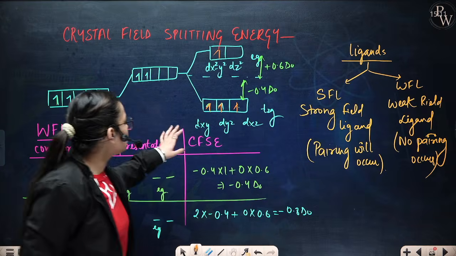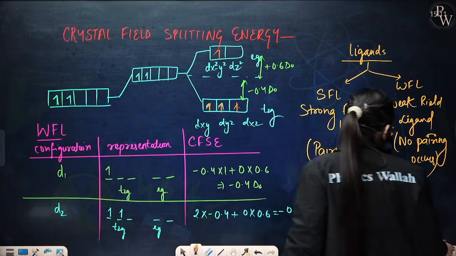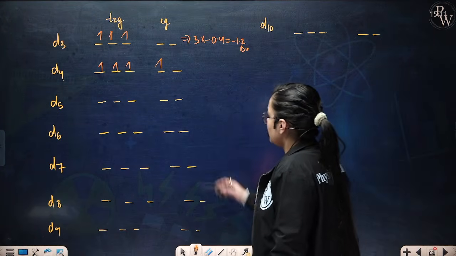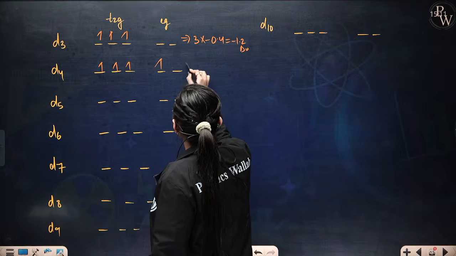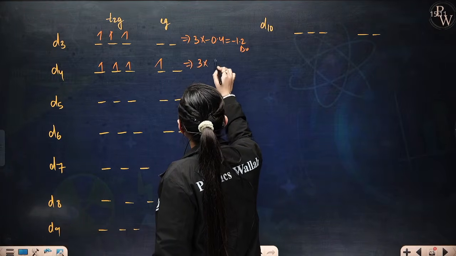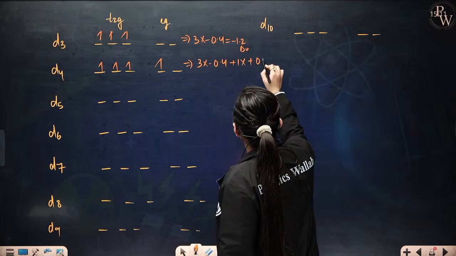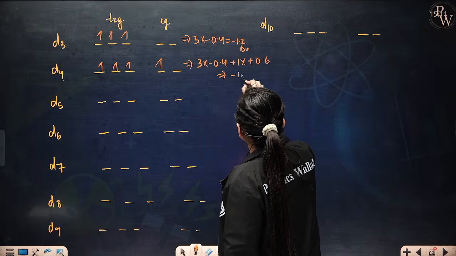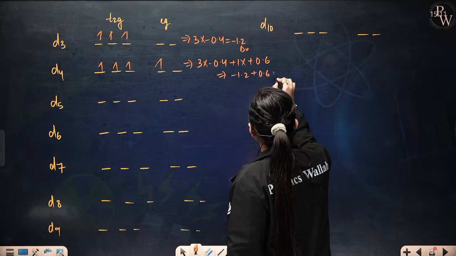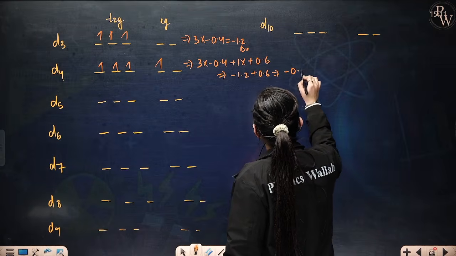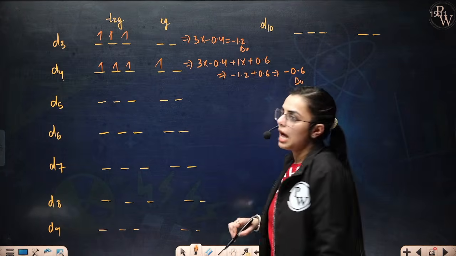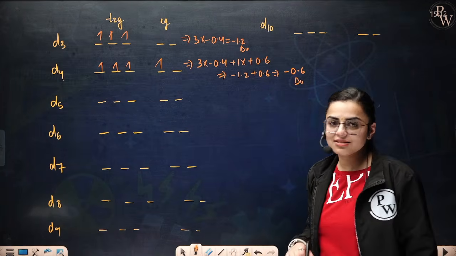Okay. Now see over here, to calculate the value, they have a minus 0.4 value. So it is 3 into minus 0.4 plus 1 into positive 0.6. So what will we get? Minus 1.2 plus 0.6. Hence the answer will be minus 0.6 delta naught.